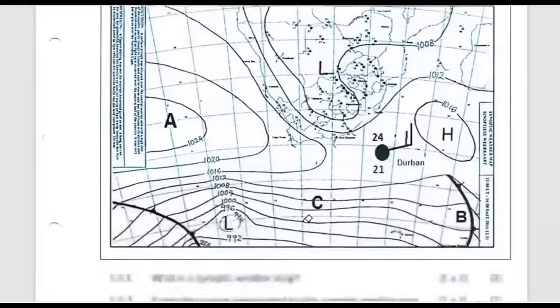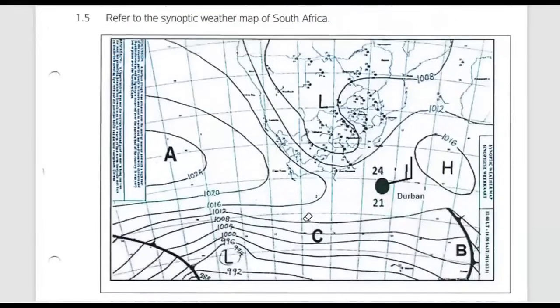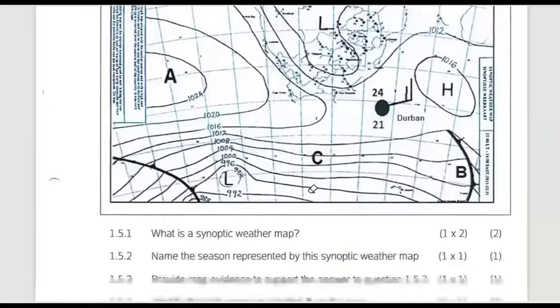Right. We move on to the next question, which is a question on a synoptic map. I think you're now able to read and interpret synoptic maps and figure out whatever weather element is represented by whichever symbol is used on the synoptic map. Right, we go to our questions.